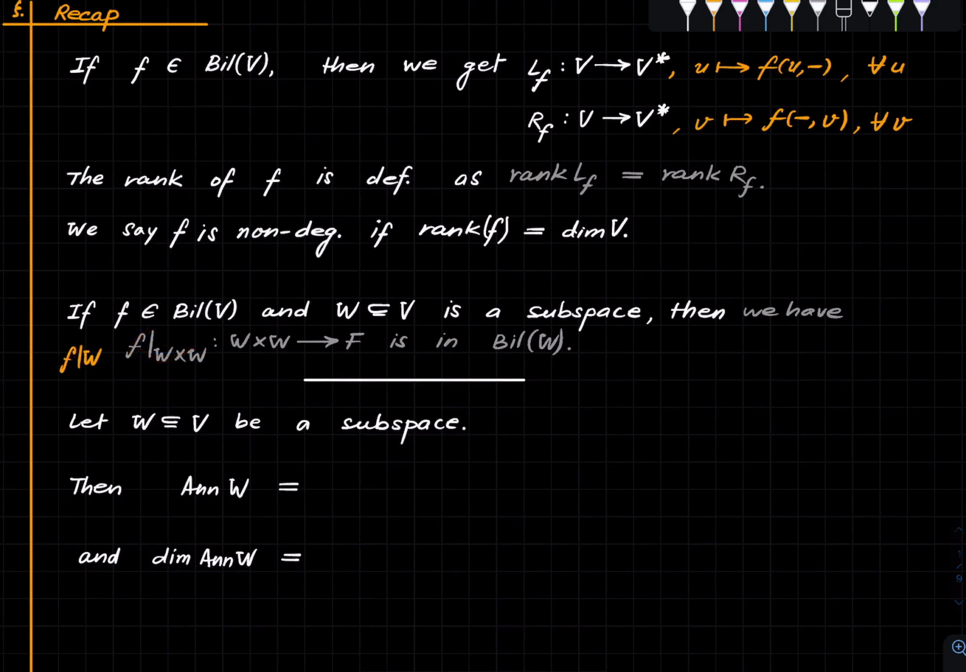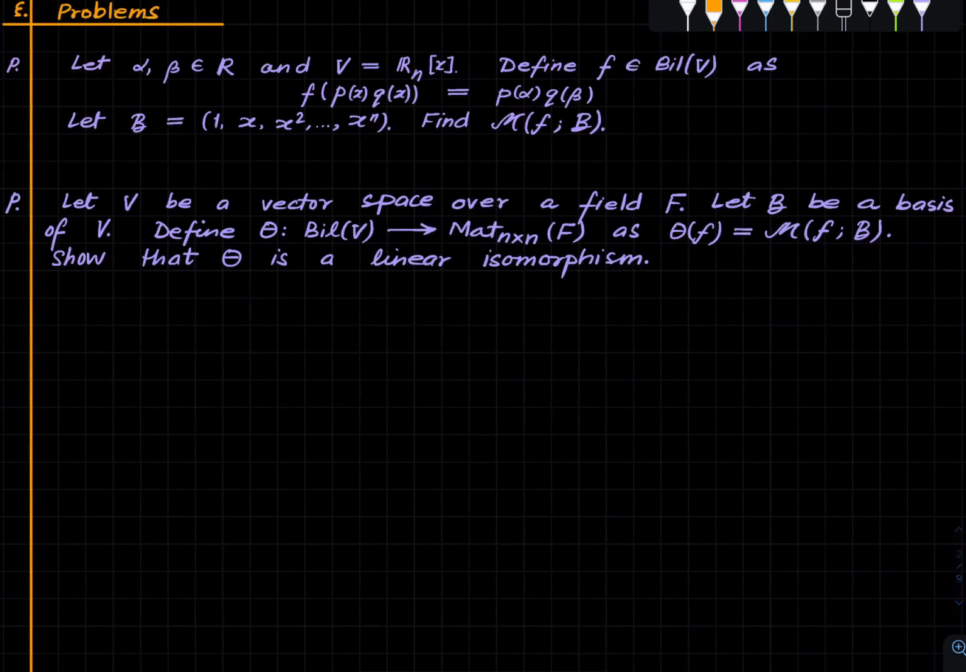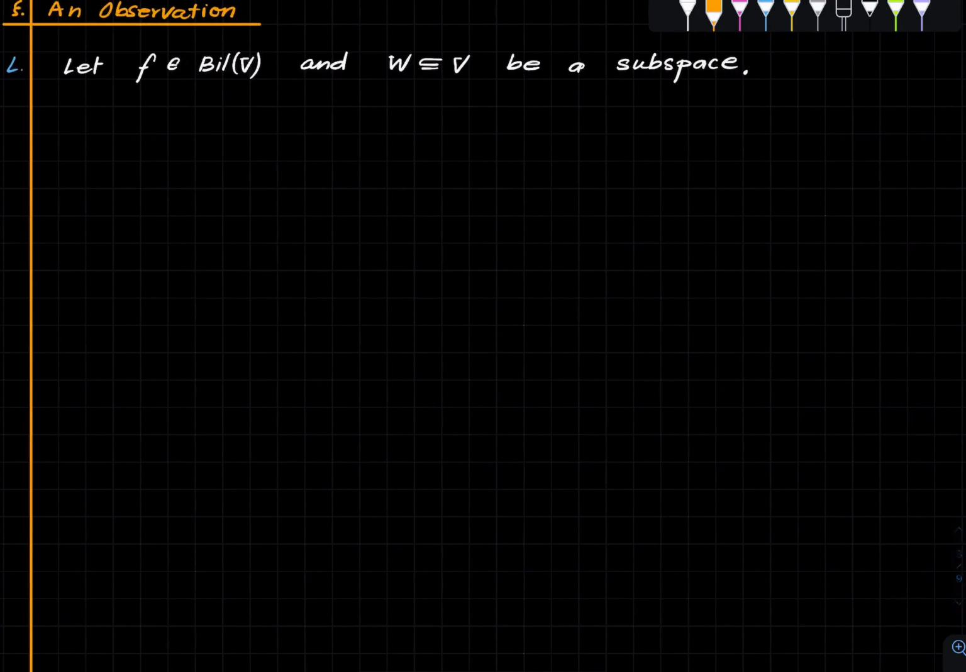Also recall a notion that we have dealt with way earlier in the course. If W is a subspace of a vector space V, then the annihilator of W is defined as all those linear functionals on V such that they kill everything in W. And we saw that the dimension of the annihilator is the dimension of V minus the dimension of W. So we will use these facts. These are two problems for practice. And now let us get started.